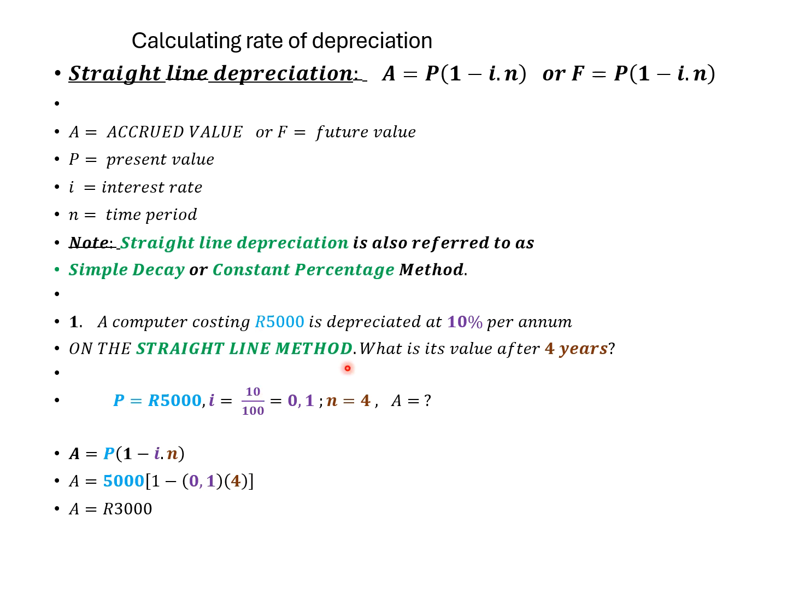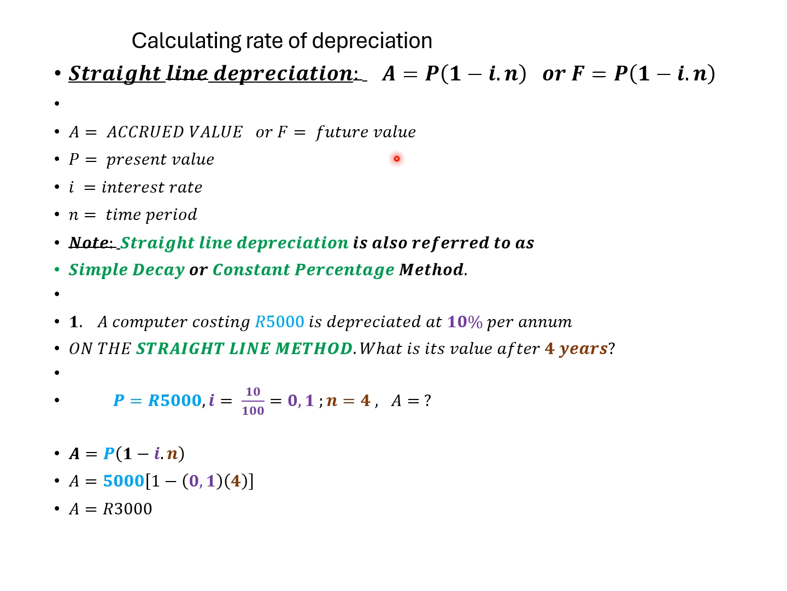So because they said straight line, I'm going to use A equal to P(1 minus i times n). Right, now my present value, presently my computer is 5,000 Rand. The interest rate is 10%. We should know that percentage means 10 over 100, so 10 over 100 becomes 0,1. The time period here is given as 4 years, so n equal to 4. And we want to know the value after 4 years.